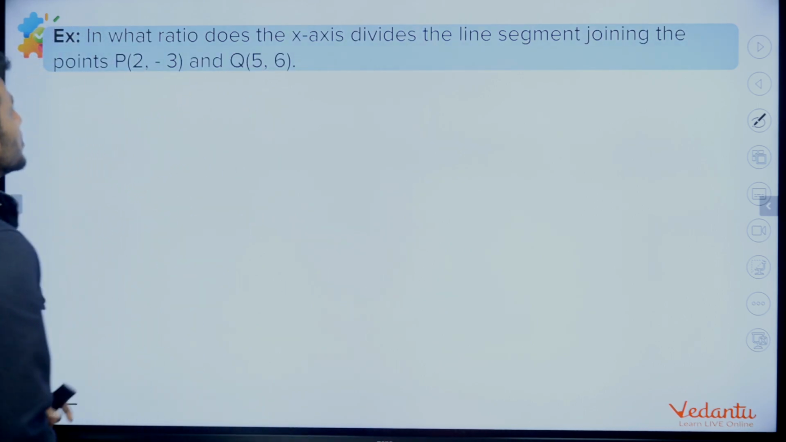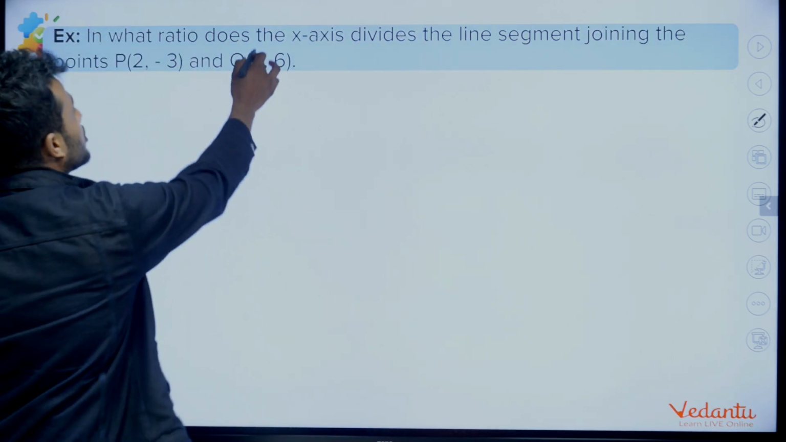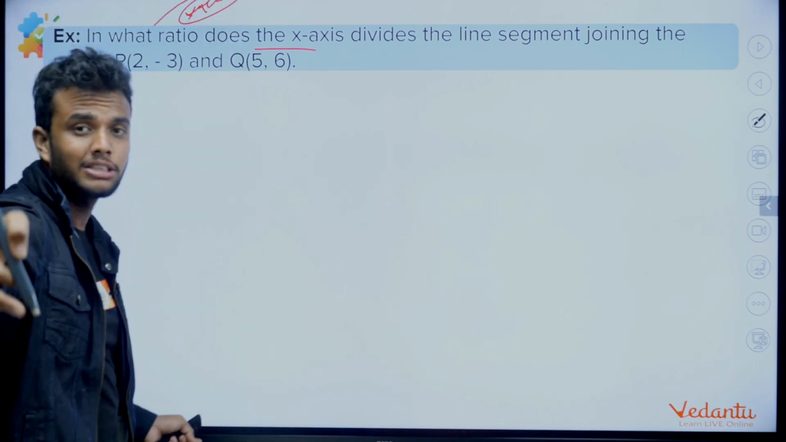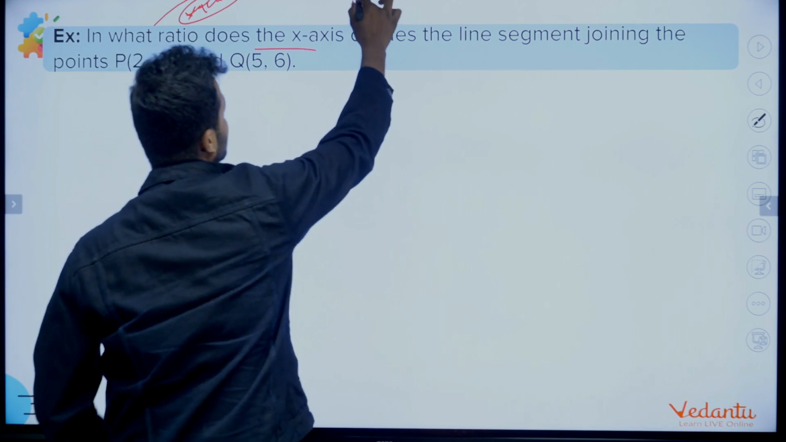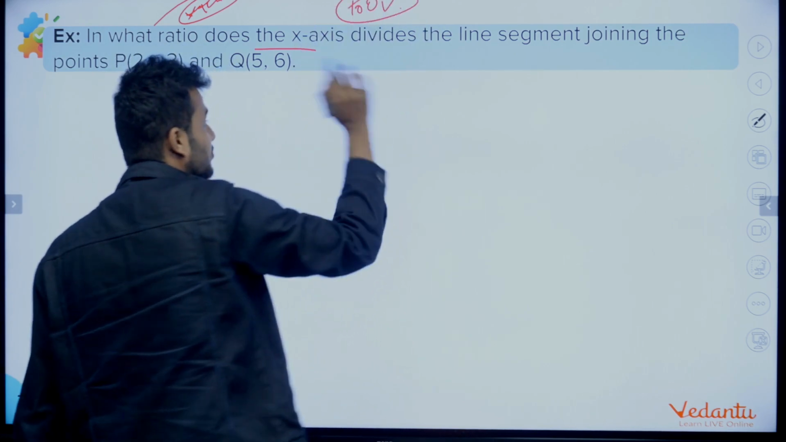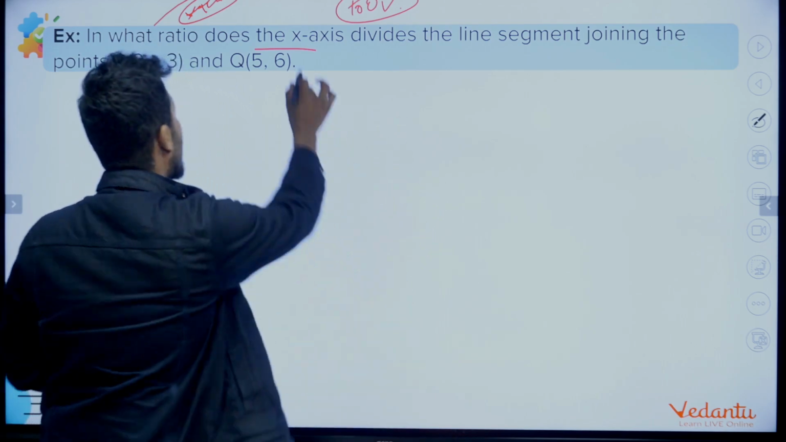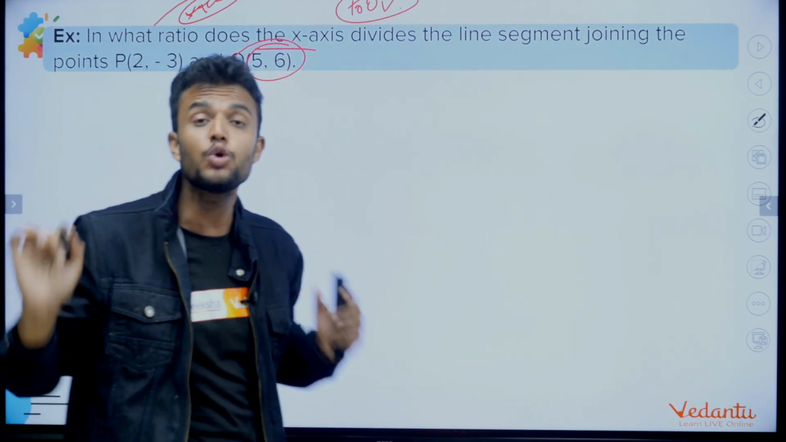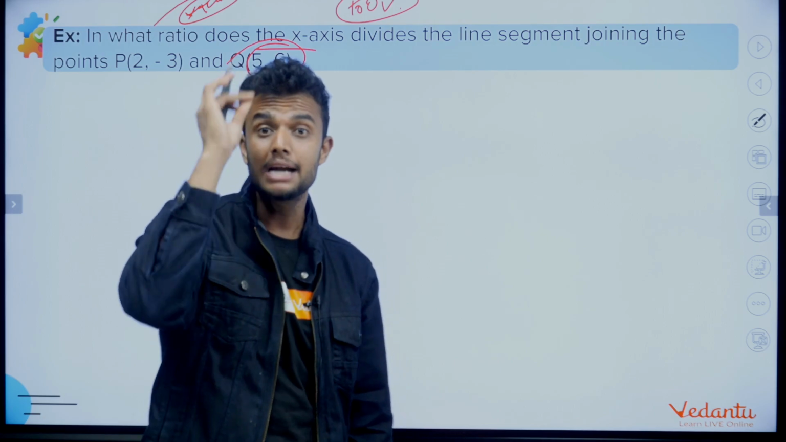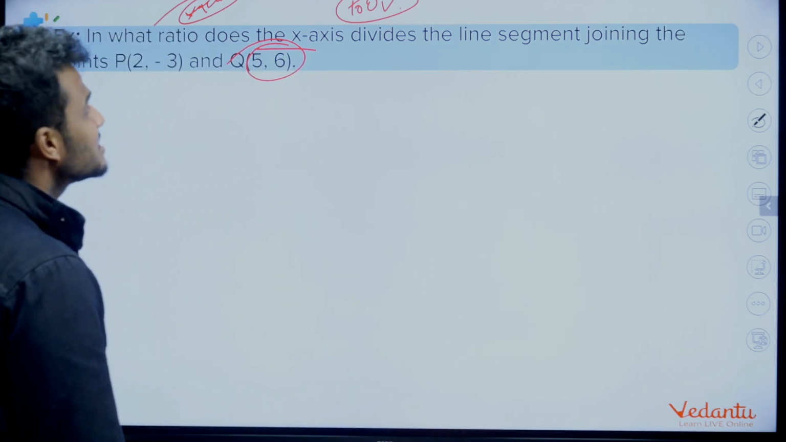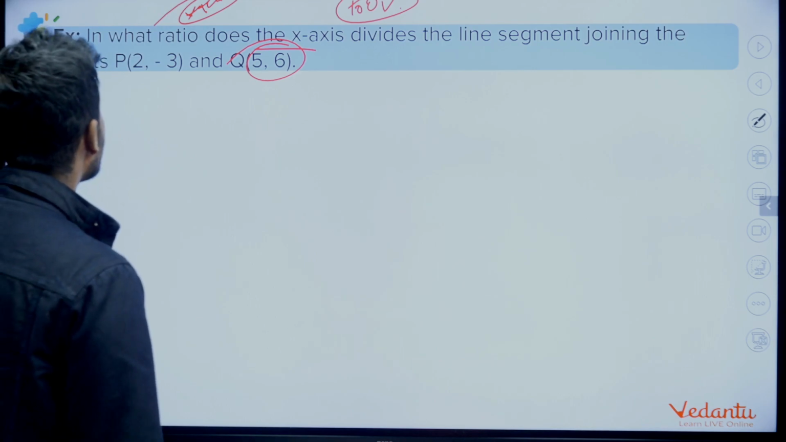Next question. In what ratio does the x-axis divide the line segment? Very important, definitely a 100% question. If you watch this video, comment that this is a 100% question from this topic. Definitely they ask this question. Maybe the P and Q values are changed, but the pattern is the same. Okay. Next, the question is: in what ratio does the x-axis divide the line segment joining the points P and Q?